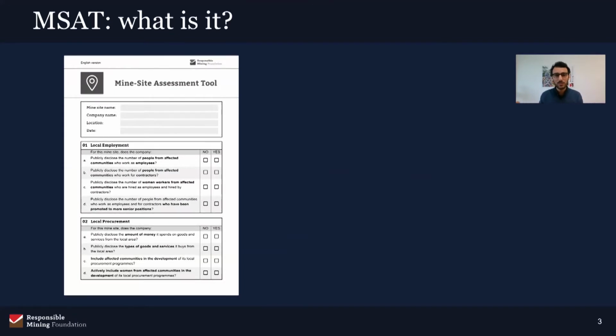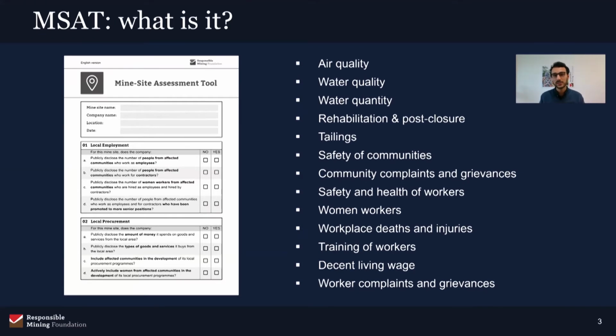So it looks like a very simple questionnaire with, like I said, simple yes/no questions covering a wide range of topics, including some environmental aspects around air quality, water, rehabilitation, tailings, some, let's say, social aspects, health and safety, social aspects for communities, safety, grievance mechanisms, emergency situation, and a number of questions around workers, their safety, their health, specific needs of women workers, prevention of harassment, training, living wage, local content, etc., etc.